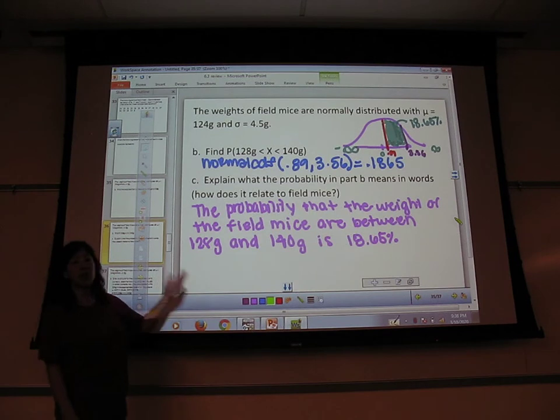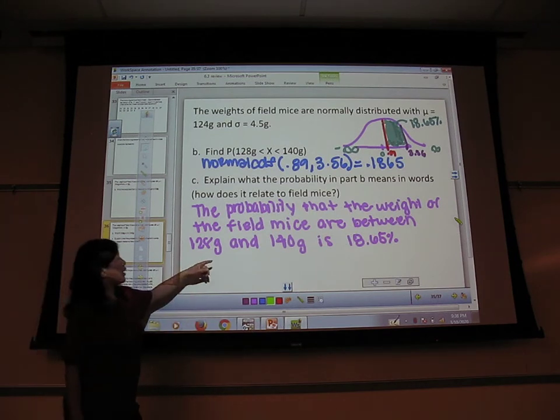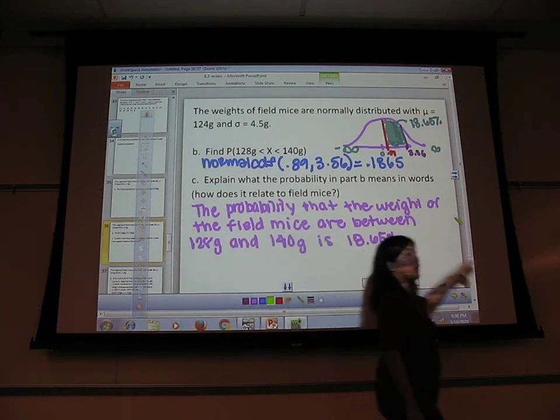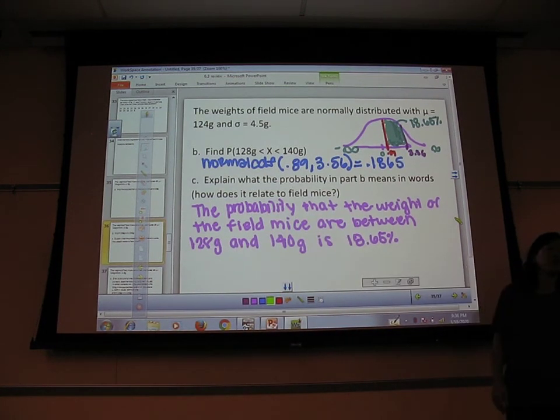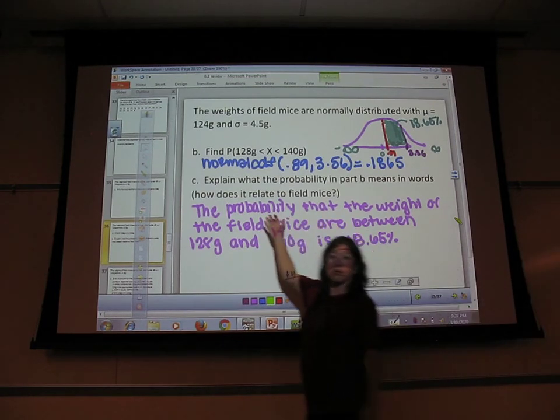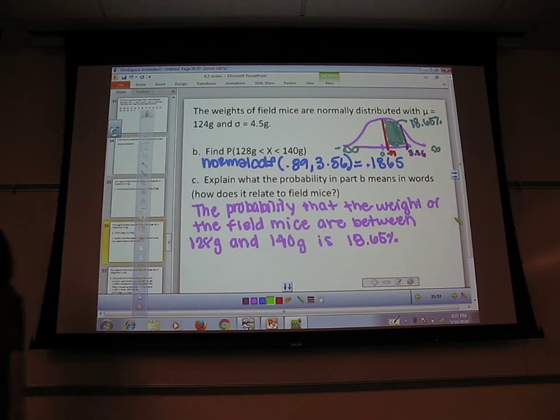The percent of population, right? 18.65% of the population of field mice is between 128 and 140 grams. Or what you said: 18.65% of the field mice are between 128 grams and 140 grams. So either one of those works, because percent of population is the exact same thing as probability. Good?